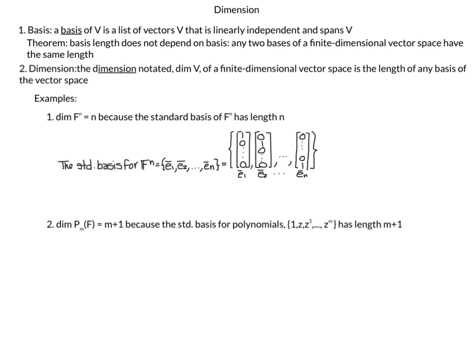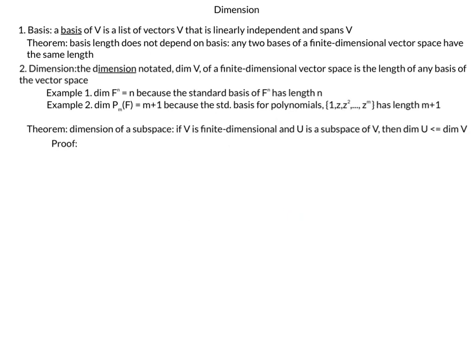We've talked about the vector space of polynomials of degree m or less. So the dimension of the polynomial space of degree m or less is equal to m plus 1, because the standard basis for the polynomial space is 1, z, z squared, up to z^m. And you can see the length is m plus 1.